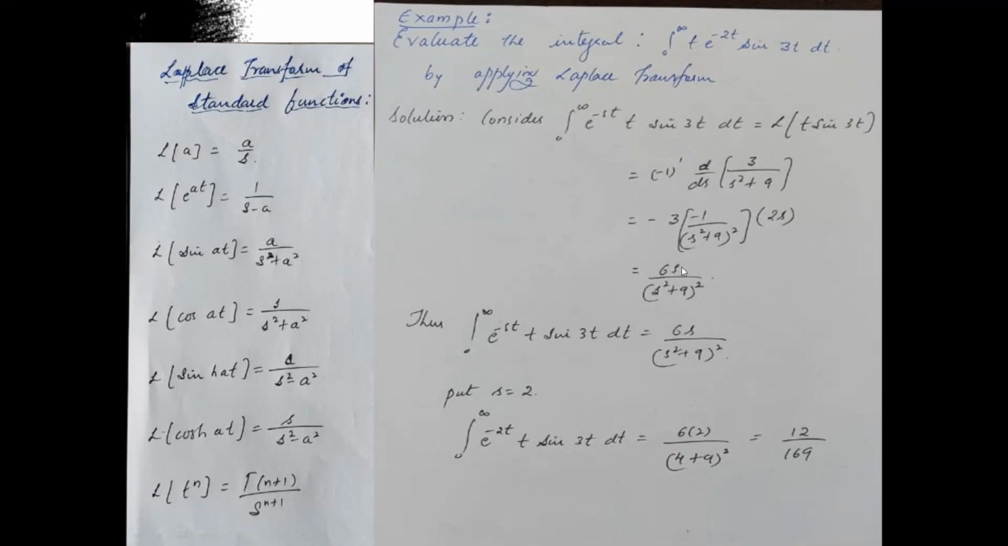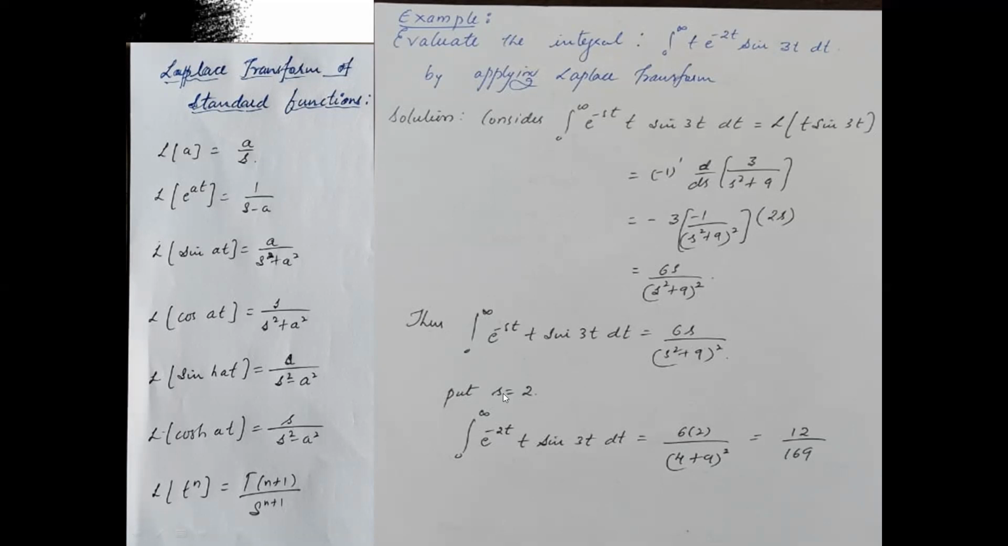Now this is the value of this integral what we have taken, that is 0 to infinity e raised to minus st t sine 3t dt. The value of this integral is 6s divided by s square plus 9 whole square. But what is asked here is integration from 0 to infinity t e raised to minus 2t into sine 3t. Now instead of e raised to minus st, here we have e raised to minus 2t. That means we can substitute s equal to 2 to get this integral. So put s equal to 2.